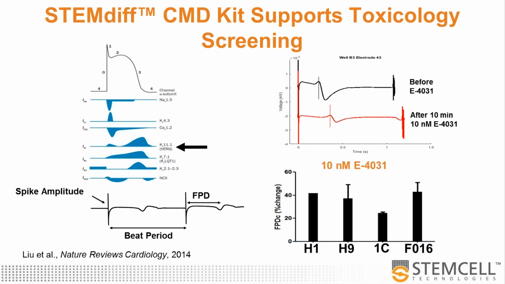And here is the aggregate numbers across the 4 different PSC lines. So we had a similar effect across all 4, that we're getting about 40% prolongation of the FPD. And with that, that concludes my portion, and I will now switch over to my colleague, Dr. Chvatal, who will explain and go over the Axion MEA system and analysis.